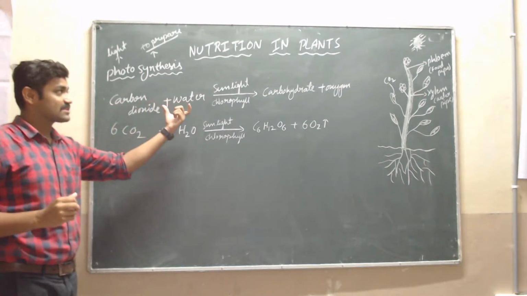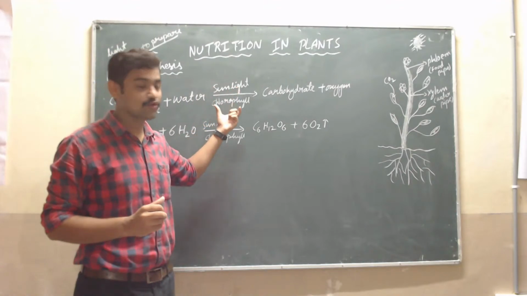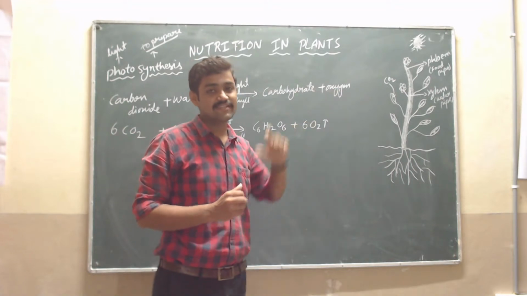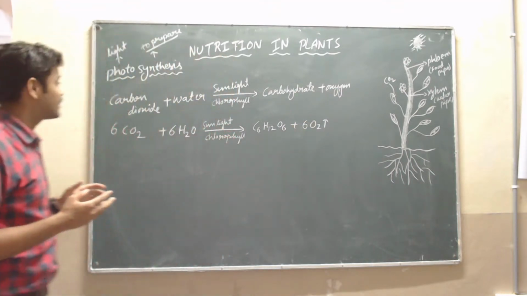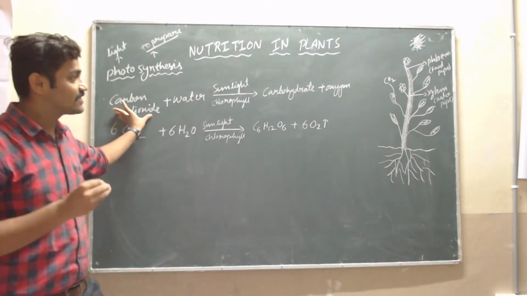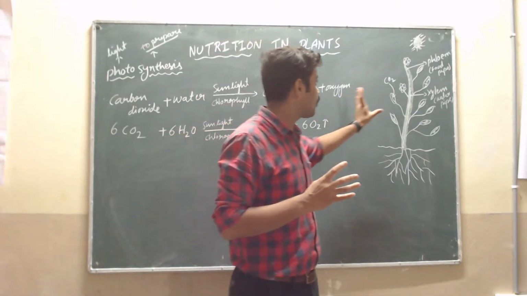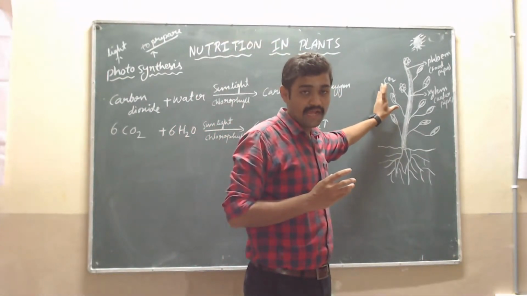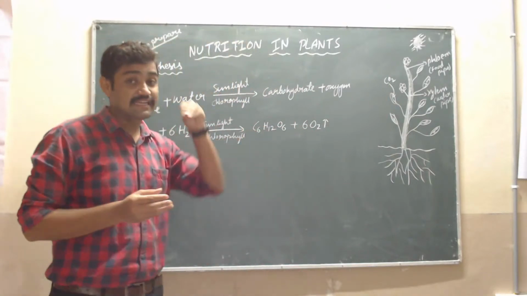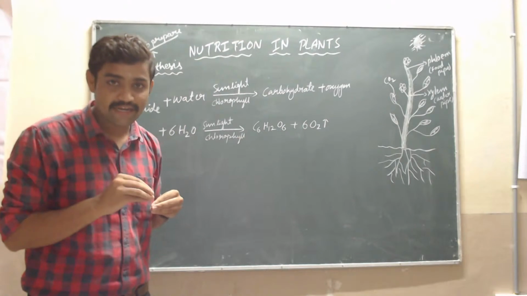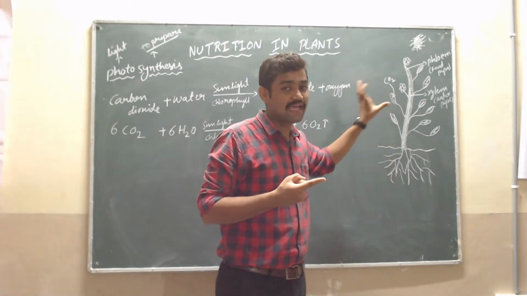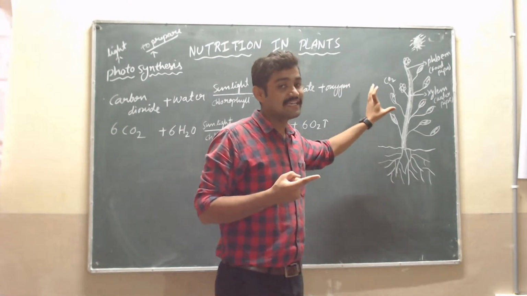Carbon dioxide plus water, in the presence of sunlight and chlorophyll, the plants prepare carbohydrates and release oxygen. Just recall all the things. The plants inhale carbon dioxide with the help of the leaves, through the stomata. Carbon dioxide is inhaled by the plants through stomata, and leaves are like a kitchen room.